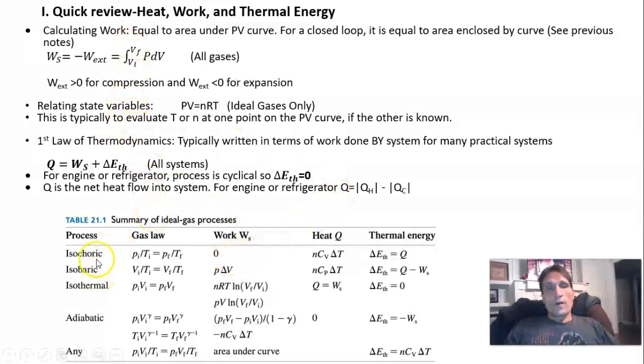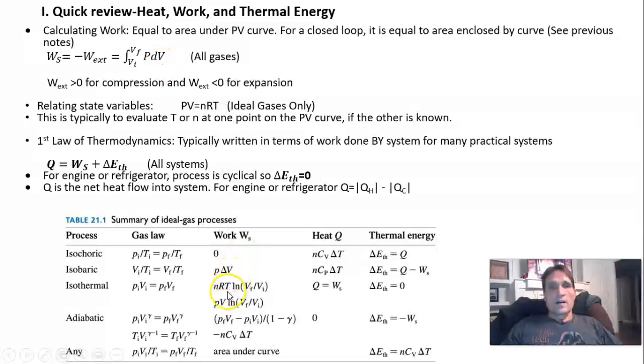You need to be able to, on the exam, understand these four processes. Isochoric, what does that mean? That means constant volume. Delta V is zero, okay? Delta V is zero means no work is done, okay? So the first law says that the heat added is equal to the change in the thermal energy. Isobaric, what does that mean? That means constant pressure. Pull P out of the integral, and the work is P times delta V.